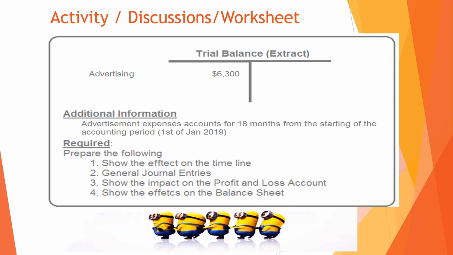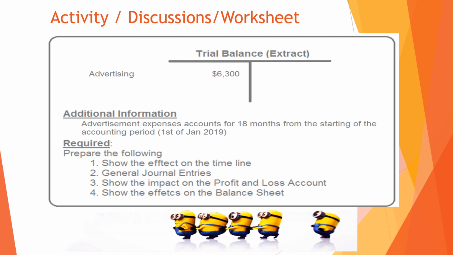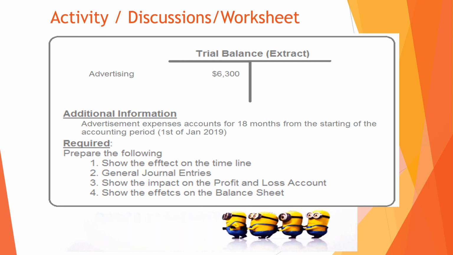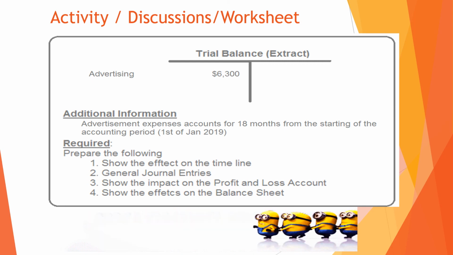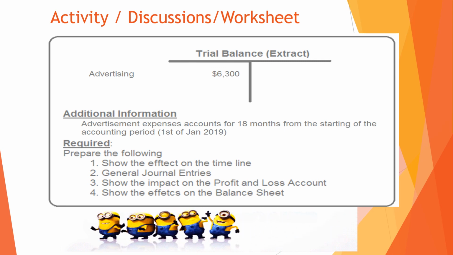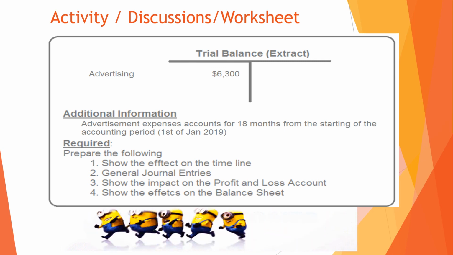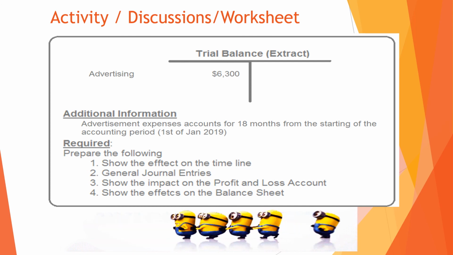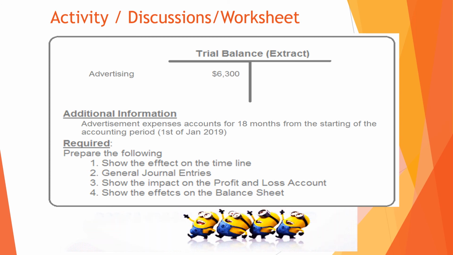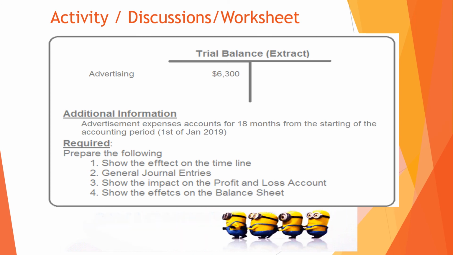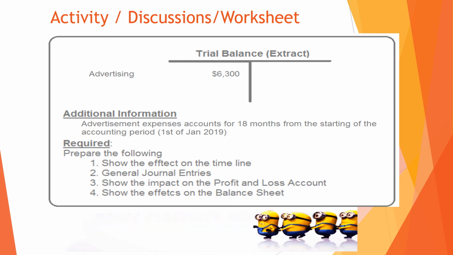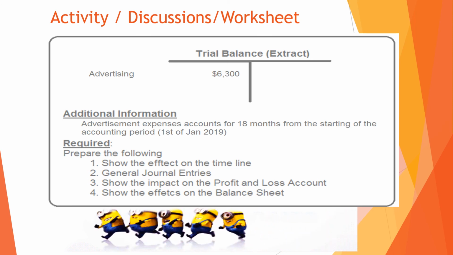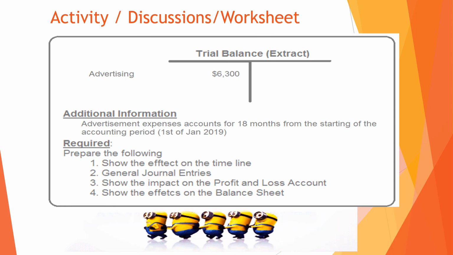And you know the accounting period, the financial year, is just 12 months. So the amount in excess of the 12 months, you're supposed to figure out by drawing a timeline. From drawing the timeline, you should be able to calculate the amount of advertisement prepaid. From there, you can show the general journal entries, profit and loss, and the effect on the balance sheet. So that is all on the worksheet. I leave it to you to figure it out.